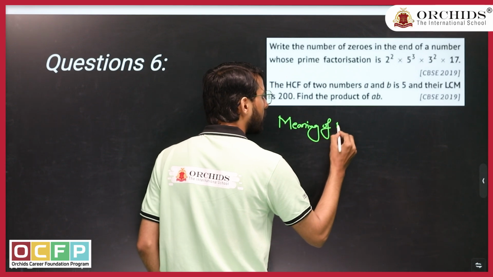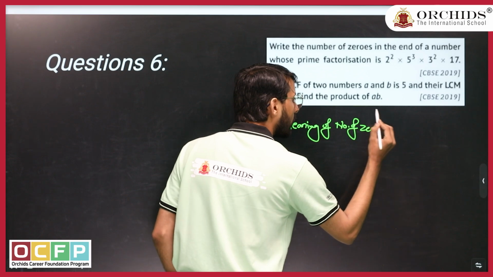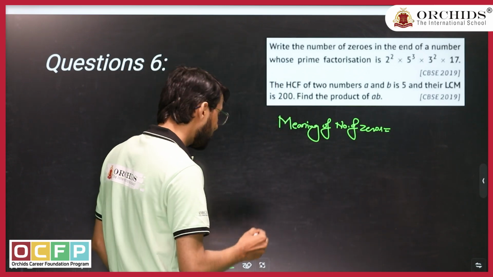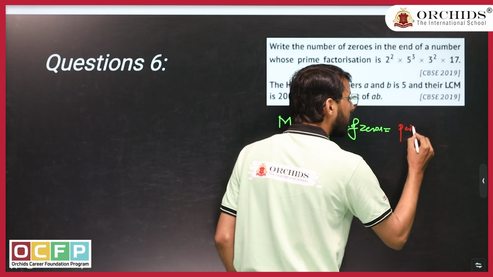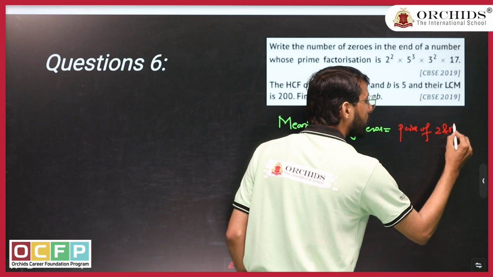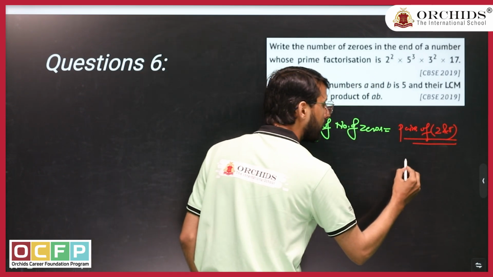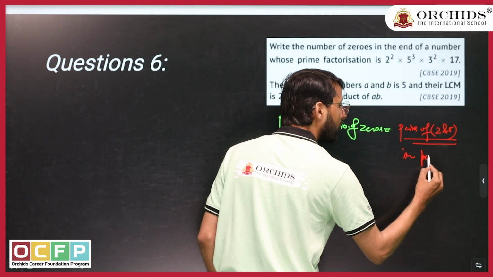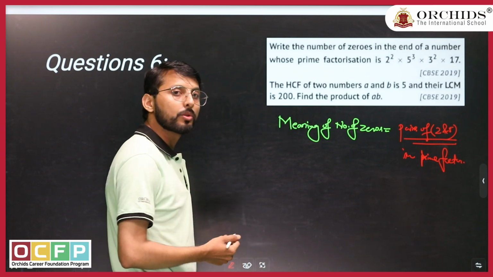Meaning of number of zeros: it means how many pairs of 2 and 5 you are getting in your overall prime factorization. That many zeros will be there.